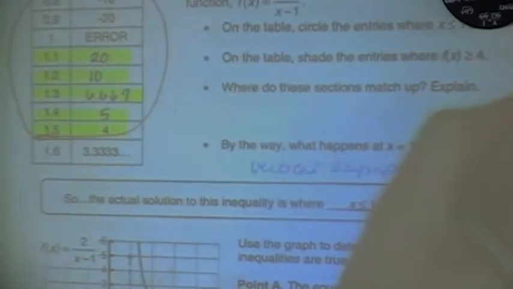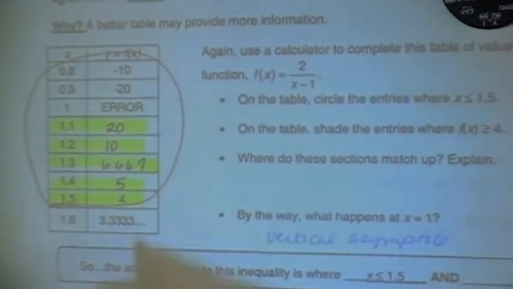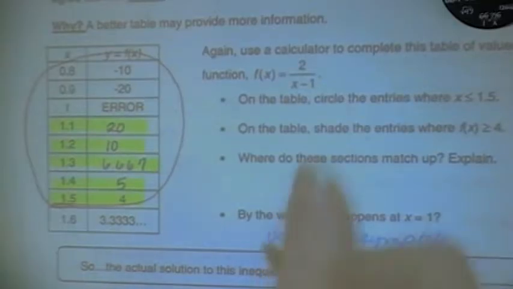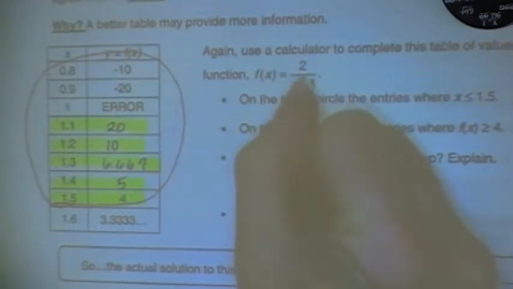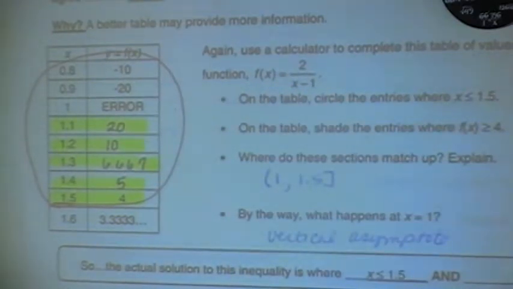So right here, where the sections match up, where the circle and the highlighting meet, is from 1 to 1.5. Now I put the 1 in parentheses because at 1 it's undefined. That didn't work. But y'all saw 1.01 worked, and I bet 1.001 works. I can go change my table and see, but I'm pretty sure it does. So the actual solution to the inequality is not only where x is less than or equal to 1.5, but also where x is greater than 1, because that's the asymptote.